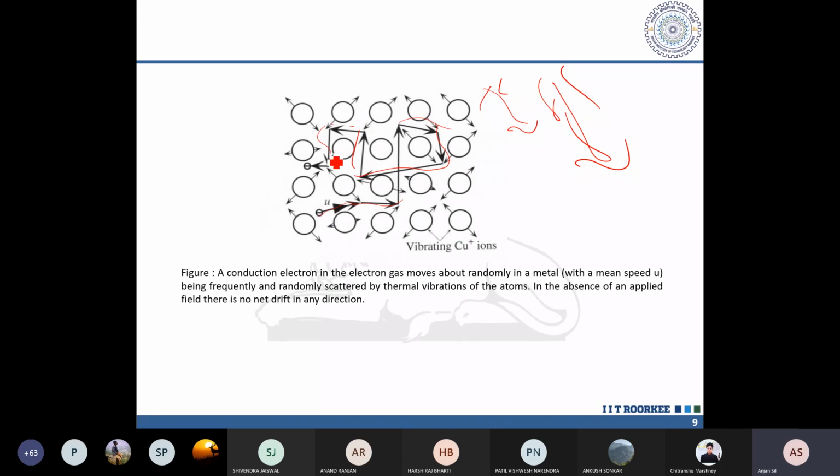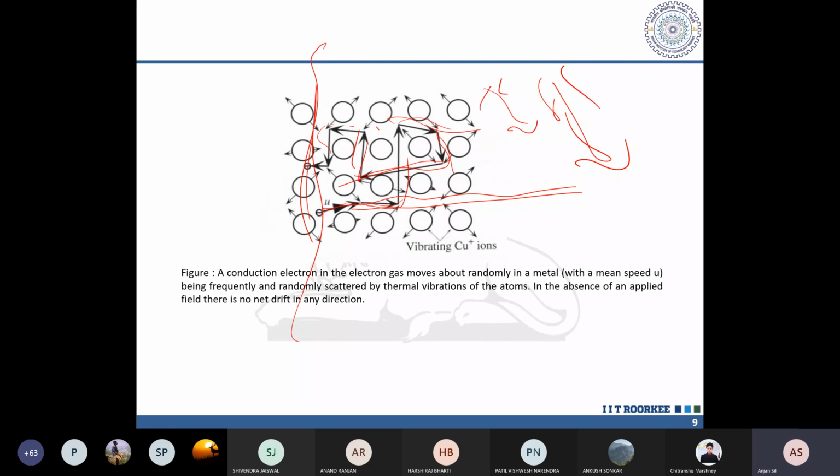Whenever it comes across a vibrating atom or ion, it collides and gets diverted. So it is not moving in the direction it was supposed to move. This is how it is happening. It is all random. So if you look at the electron, it started moving with velocity u initially, and after a while it has come back to nearly the same position from where it started its journey.